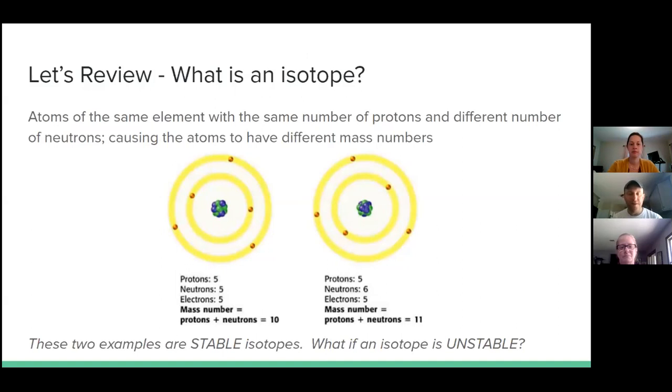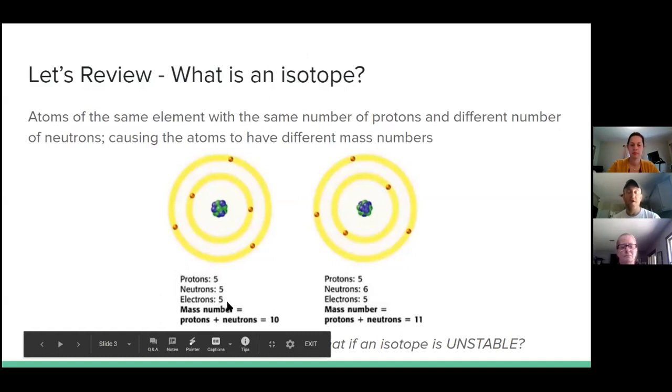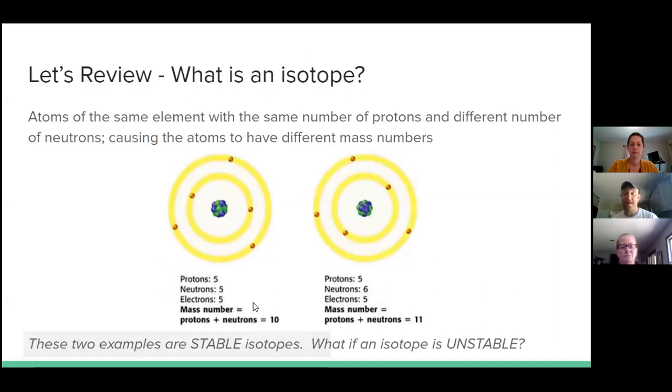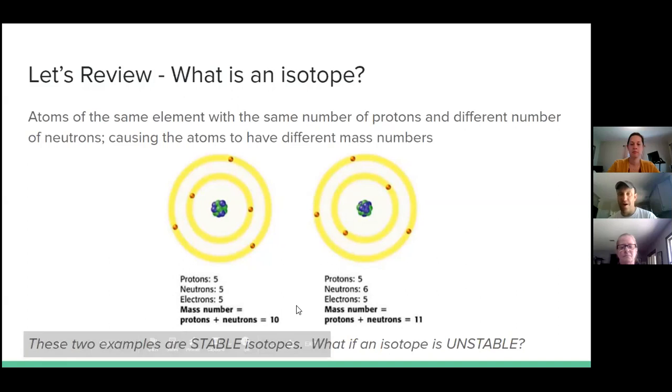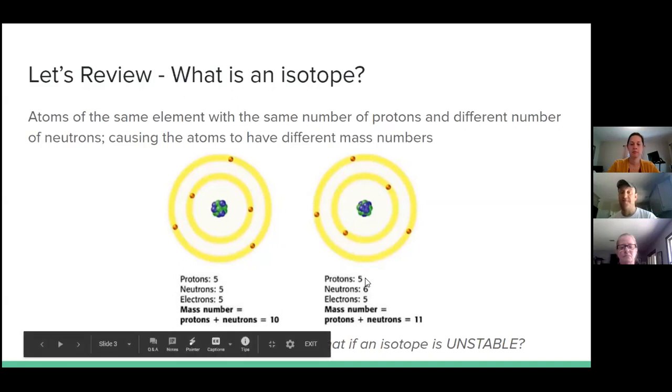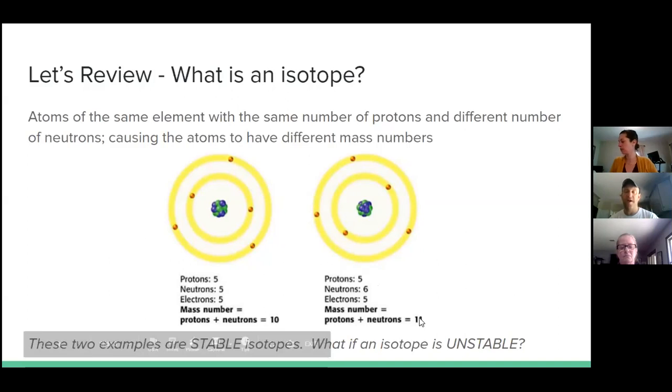I think you're looking at this picture of boron, and you can see here that it has 5 protons, 5 neutrons, and 5 electrons. Remember, as Ms. Ashburn said, the protons plus the neutrons is going to give us the atomic mass. So there were 5 protons and 5 neutrons that gave us 10. An isotope of boron is on the right. You're going to see that it has 5 protons and 6 neutrons, this time giving us a mass of 11. Now, these two isotopes are stable. What we're going to be talking about throughout the course of this unit is what happens if the isotope is unstable.